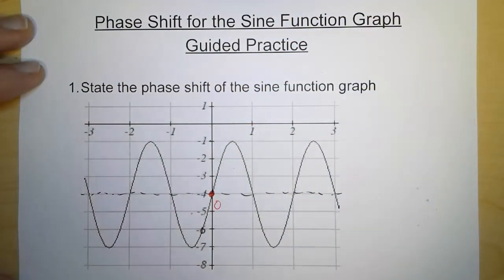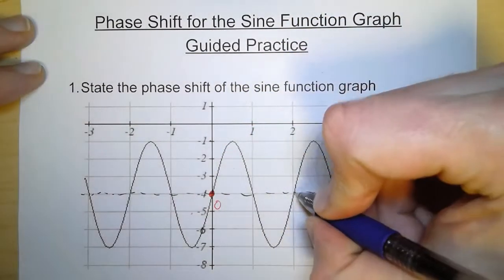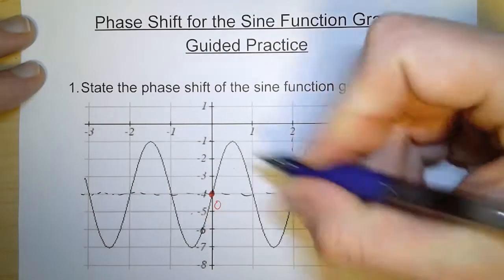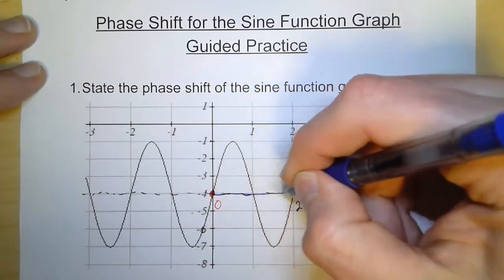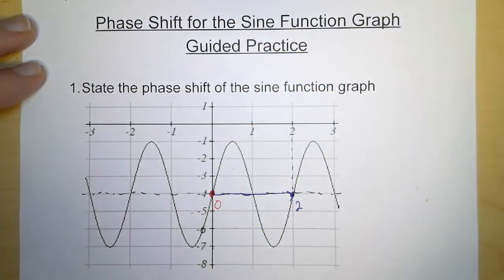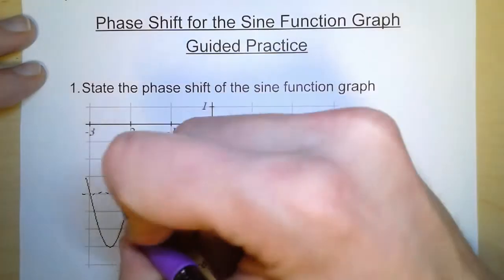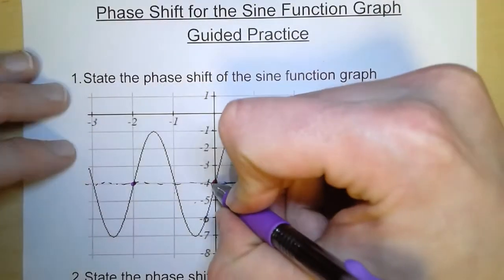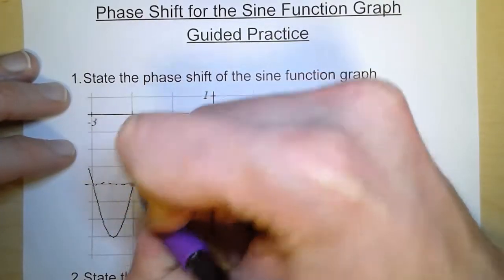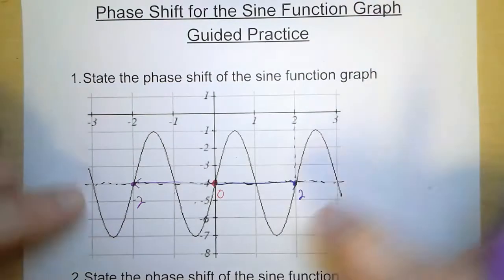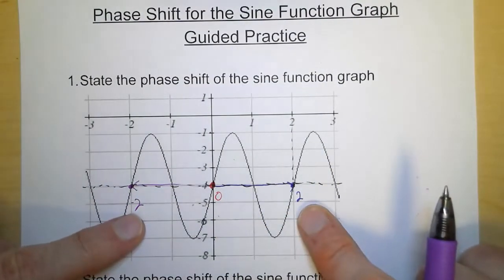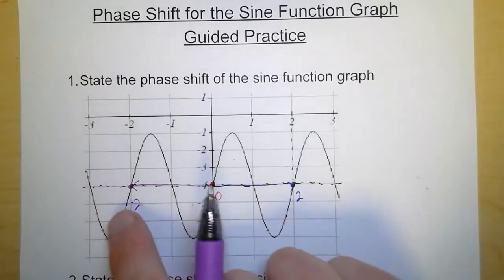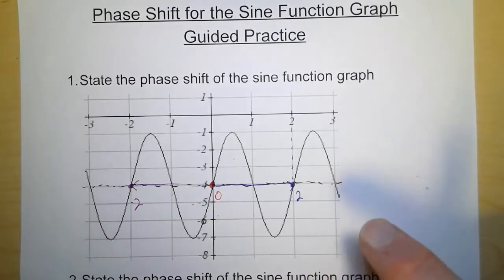But that's not the only spot where it's hitting the middle going up. We could also say that it has a phase shift of 2. We could say that the whole thing got moved over that much. And we could also say that the phase shift is over here and that it got moved over to here. And so the phase shift for sine could be either 0, -2, or +2. The important thing to note is that the phase shift is always separated by whatever the period length is.